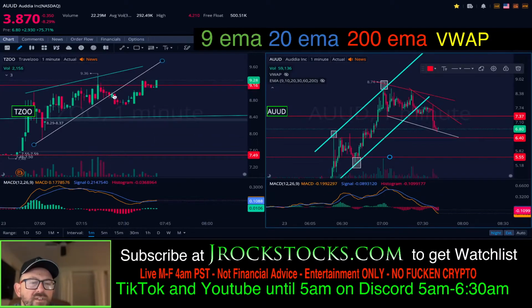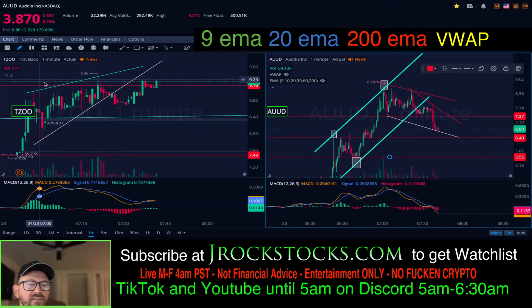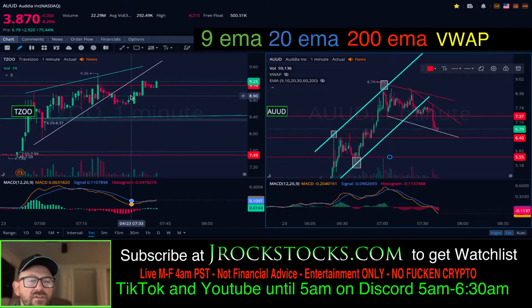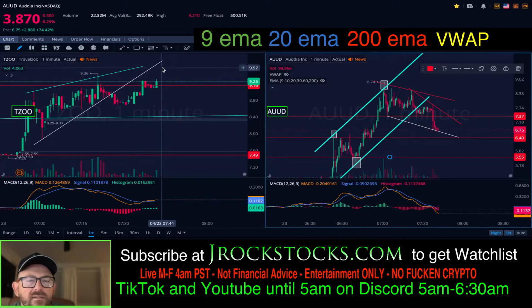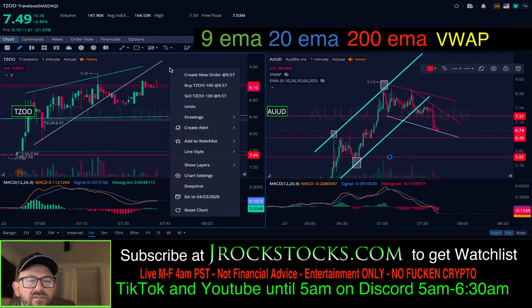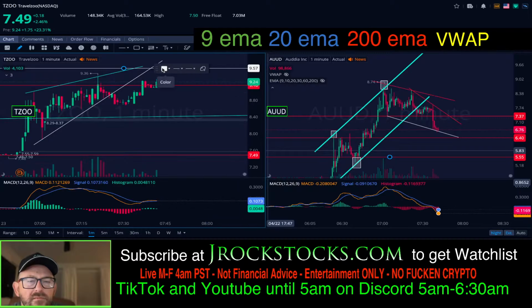You got a little inverted head and shoulder pattern here on TZOO. There's your shoulder, there's your head, there's the other shoulder, broke through, taking a little break. Could be a possible cup and handle as well. There's your cup, here's your handle, and let's see if it gets back up here. Let's say about 960. 957 is your target. Let's see if 957 hits.